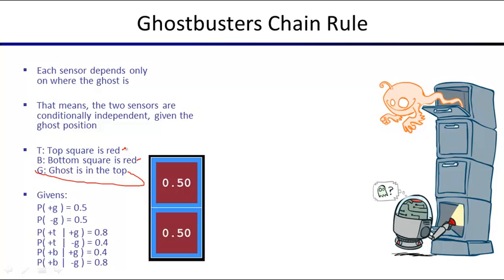So the way we're going to model this is as follows. We have a prior for the ghost, 50-50, and then we have a sensor model for the top drawer. The model there is that 80% of the time when the ghost is there, we measure red. And 40% of the time when the ghost is not there, we still measure red. And a similar model for the bottom drawer. So notice that we just have a model for the marginal for the ghost and then two conditionals.